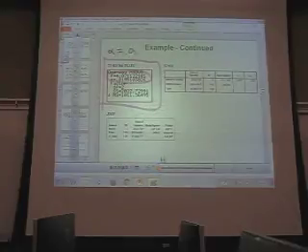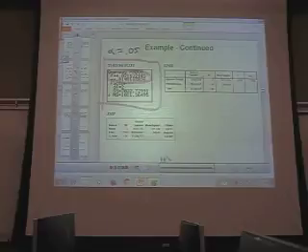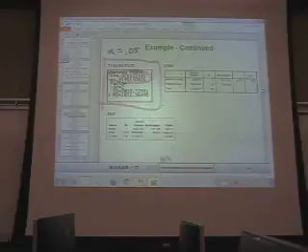My alpha is 0.05. So I want you guys to take 5 seconds and decide whether or not we're going to reject H naught or not reject H naught. Silently to yourself. And talk to your neighbors about it.